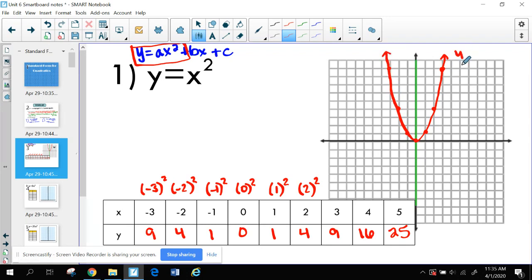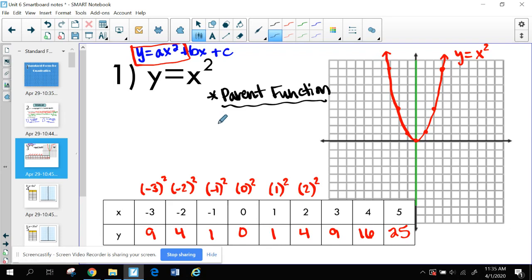Okay, so this is the equation y equals 1x squared. And this is what we call our parent function. Okay, here's what that means. It means every other parabola is going to be somehow transformed from this one.